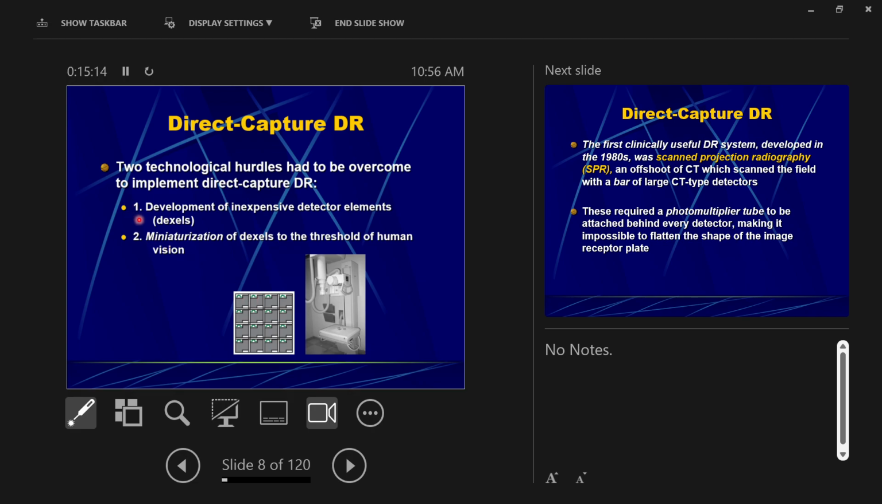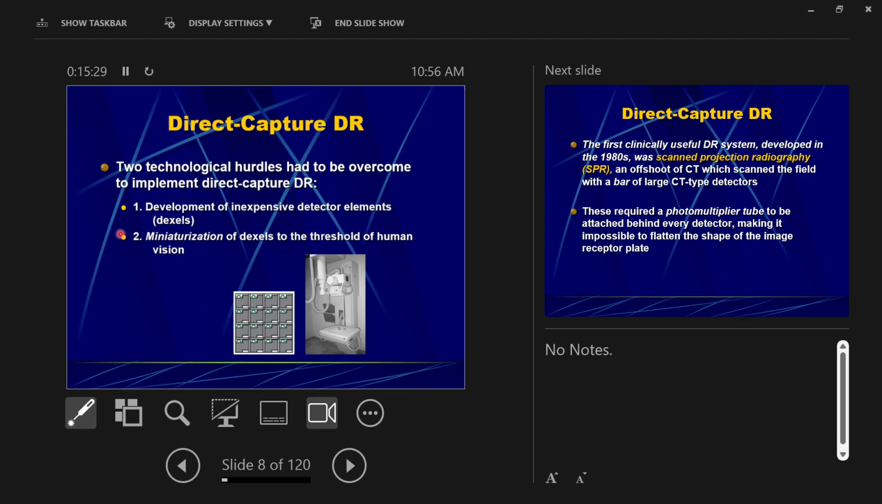So we call them DEL cells, detector elements. So we had to make them first. Engineers, smart people had to make them, okay? And they had to be inexpensive, and that way everyone can afford it.